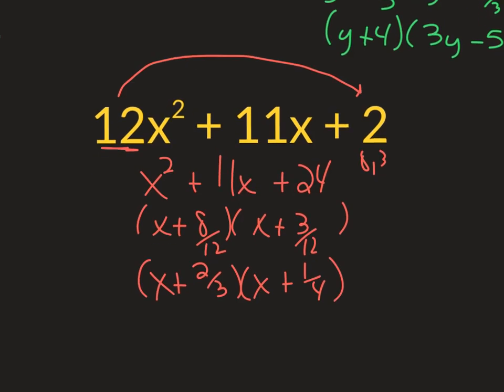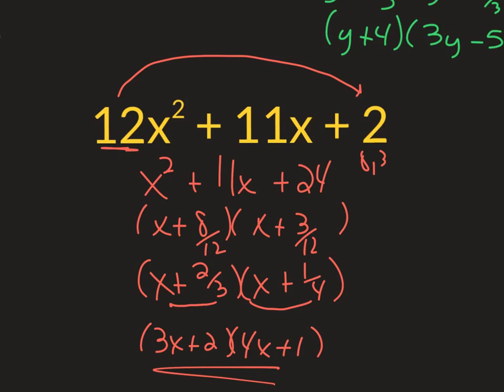So now, last step, remember slide, divide, slide. Slide the bottom number, slide the 3 in the front. 3x plus 2. This one right here, slide the 4 into the front. 4x plus 1. And guys, you got it. That's all there is. Hope that wasn't too bad. Hope you've seen all of that before.